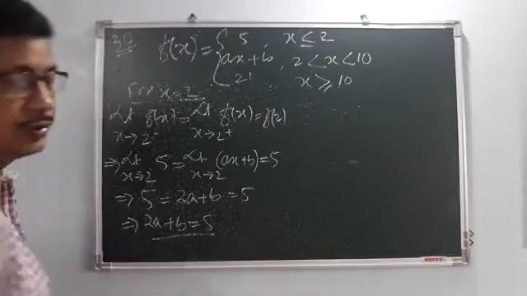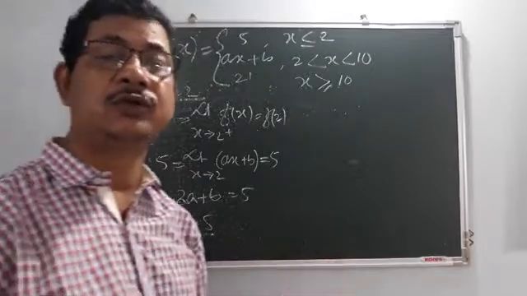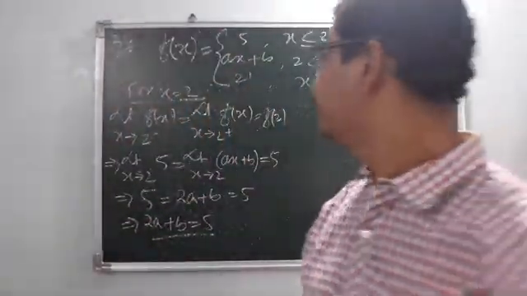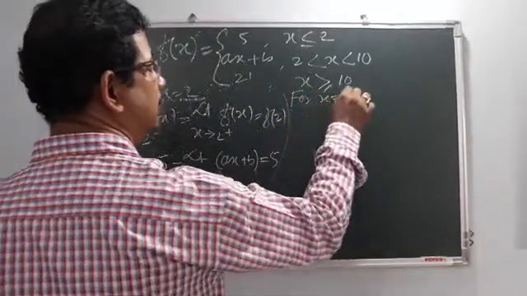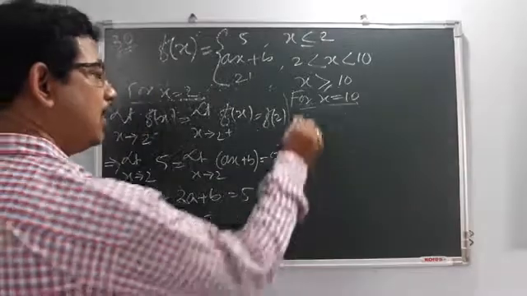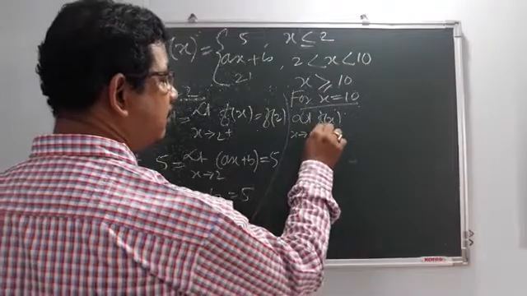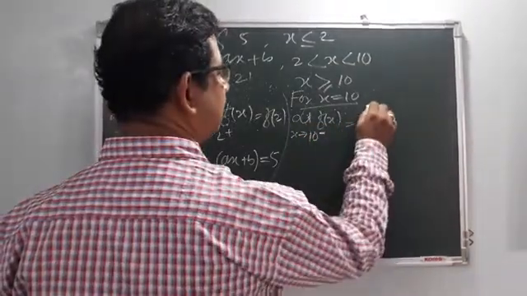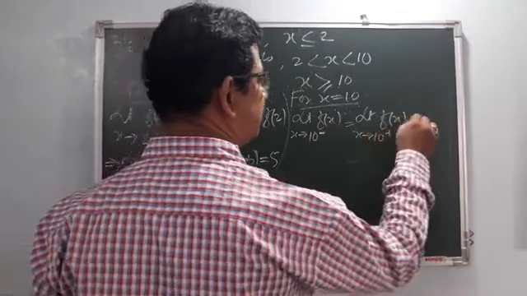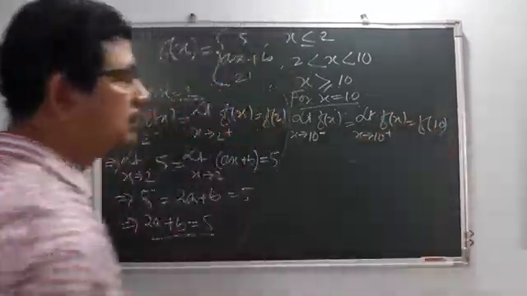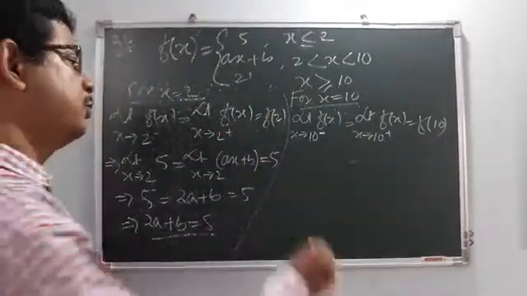This is our first equation. We have to find the values of a and b. That's why we need another equation to solve for a and b. Now for x equal to 10, if we consider this one, here again limit f(x) as x tends to 10 minus, limit f(x) as x tends to 10 plus is equal to f(10). We are using the same technique, LHL is equal to RHL is equal to f(10), with this formula.